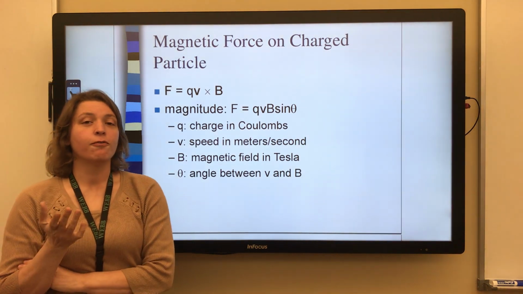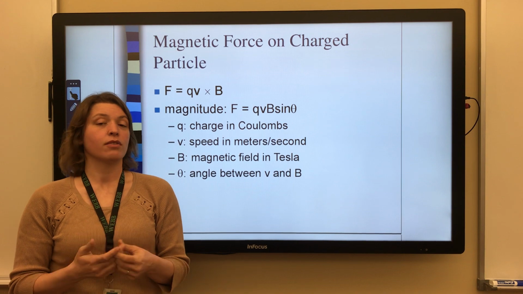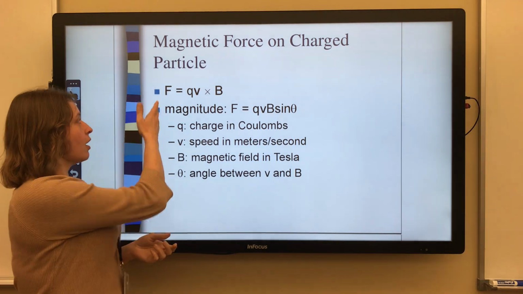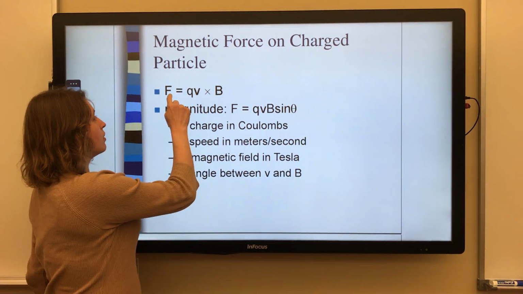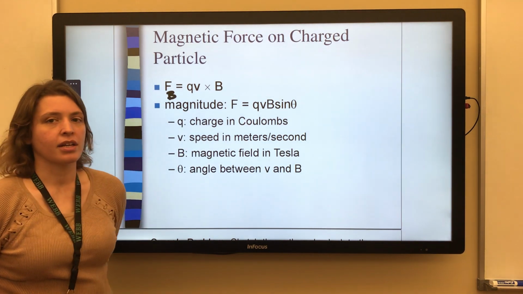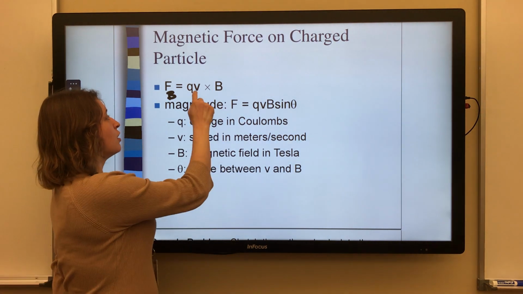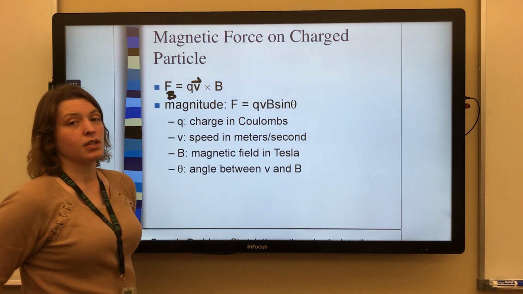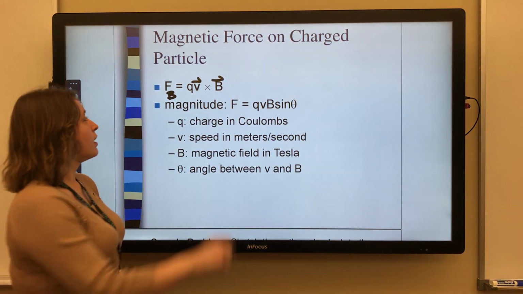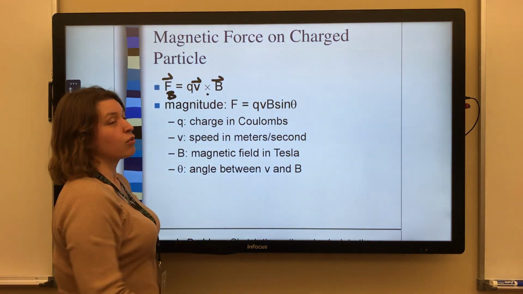Now, if we want to write an equation to describe the force that magnetic fields exert on charged particles, our equation is right here. So this force here, that magnetic force, is equal to the charge of an object multiplied by its velocity crossed with the field strength. Magnetic force is a vector quantity. We have here a cross product.